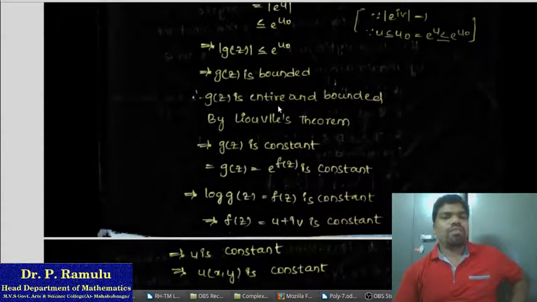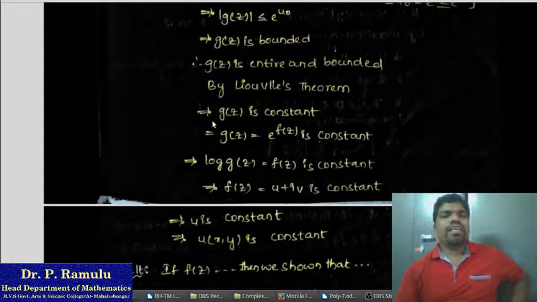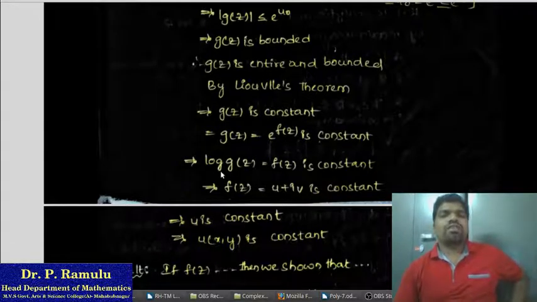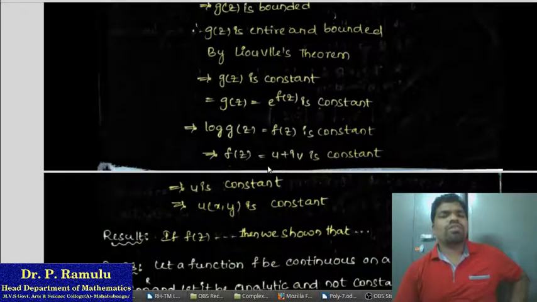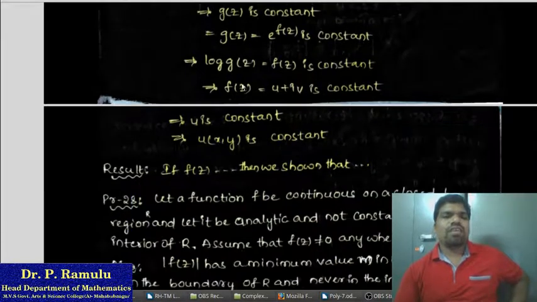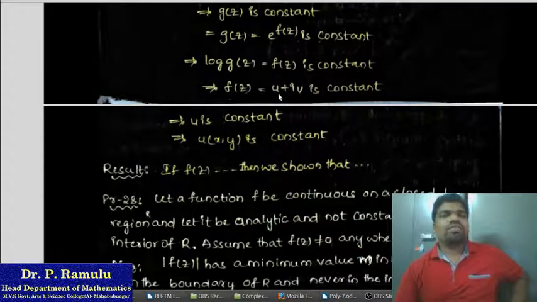Therefore, g of z is entire and bounded. By Liouville's theorem, g of z is constant. If g of z is constant, e to the power of f of z is constant, which implies log g of z, equal to f of z, is constant. f of z equal to u plus iv is also constant. That means u is constant and v is constant.